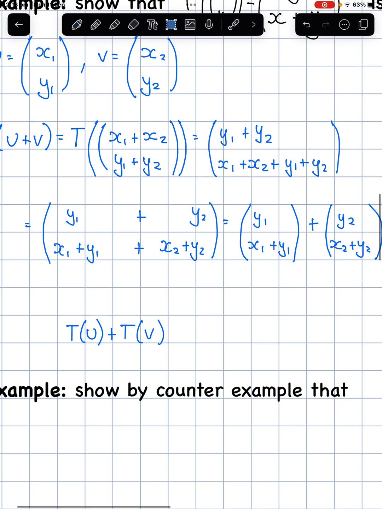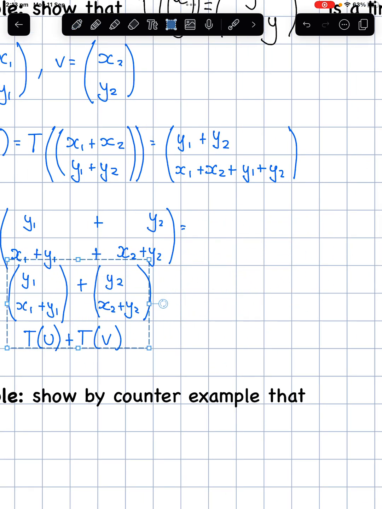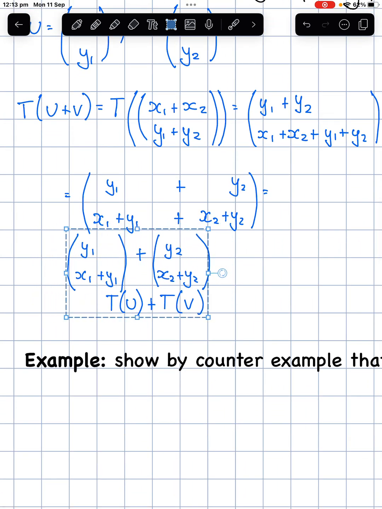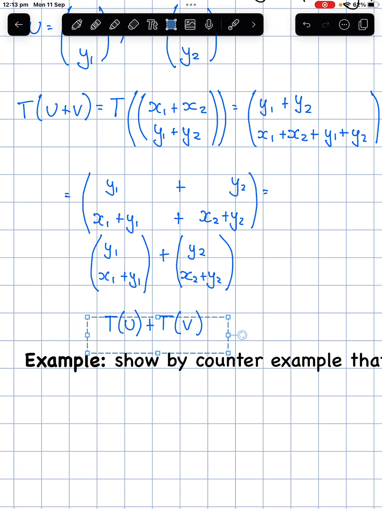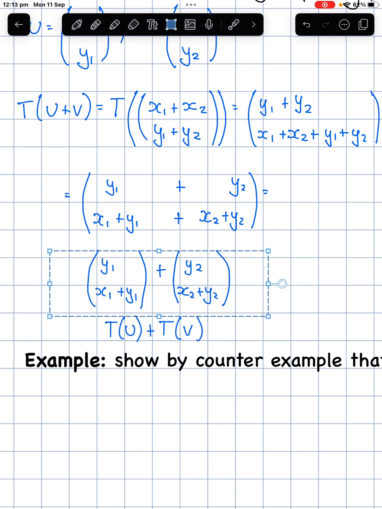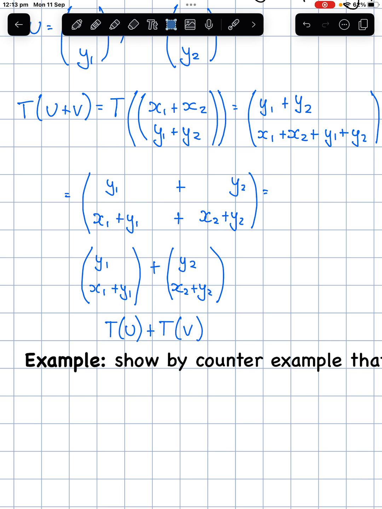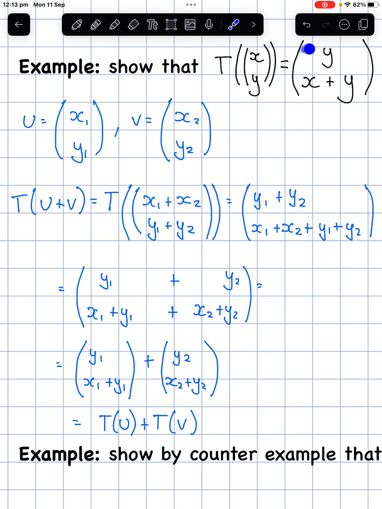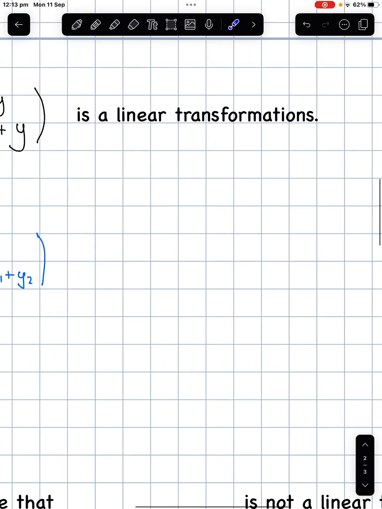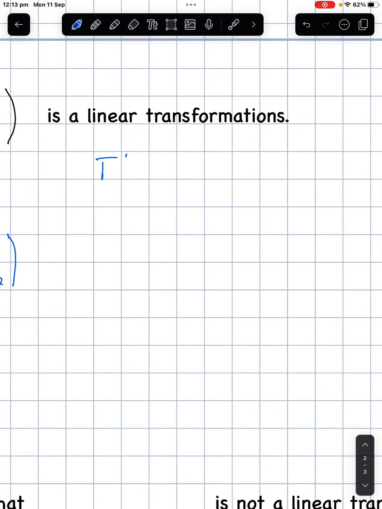Maybe I should move that down. Not quite enough room here, is there? Let's just drag that right down and move this into the space. So this here is, if I'd put u originally into the function, I would have got y1, x1, y1, which we've got here, and then we've got the same thing for v. So perfect, this works. So now we're going to prove our other rule, which is T(ku) has to equal kT(u) for it to be linear.